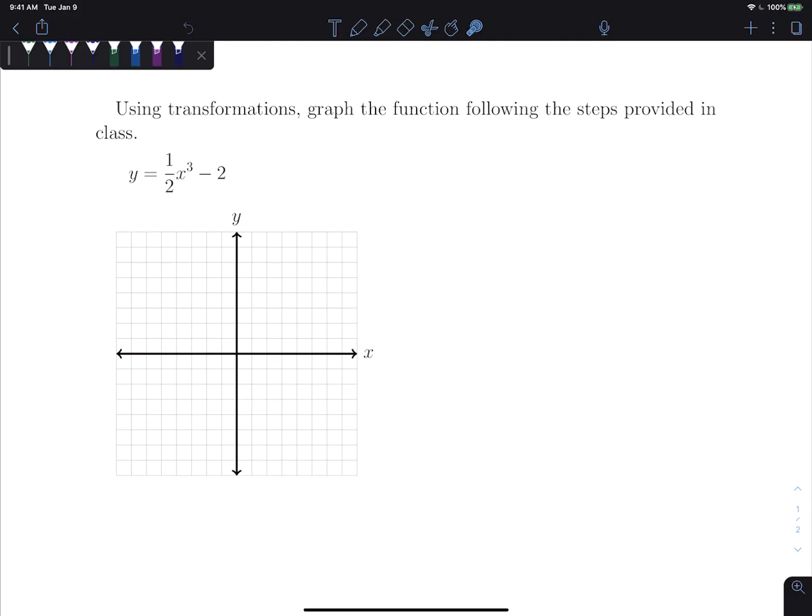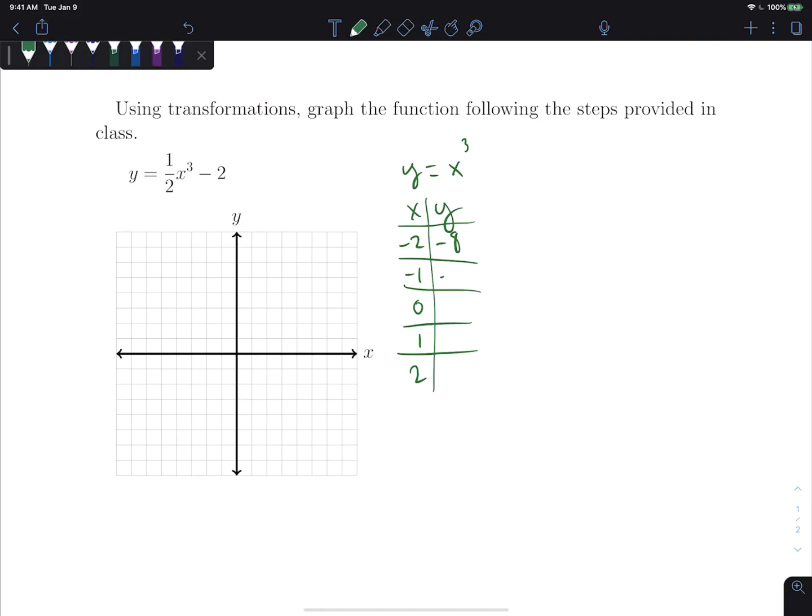So to graph this, the first thing we're going to want to do is to identify the parent function. Getting rid of any multiplication or subtraction, we're left with y equals x cubed. The parent table for y equals x cubed is the following. The x's are -2, -1, 0, 1, and 2, and the y values are -8, -1, 0, 1, and 8.